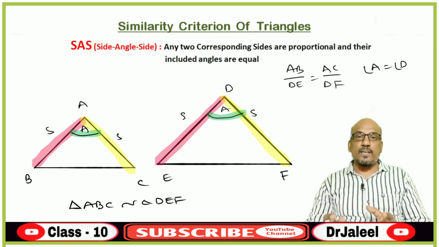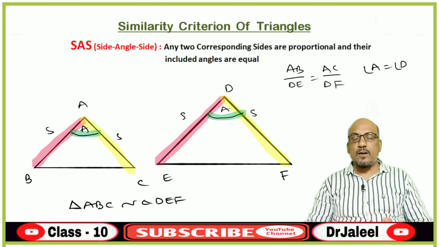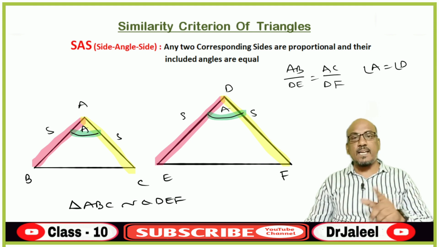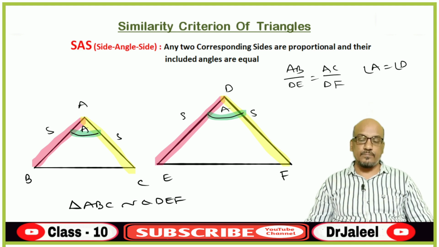So children, the main difference between congruency and similarity: in congruency sides are equal, in similarity sides are proportional. In congruency and similarity both, angles will be equal. You need to remember that.